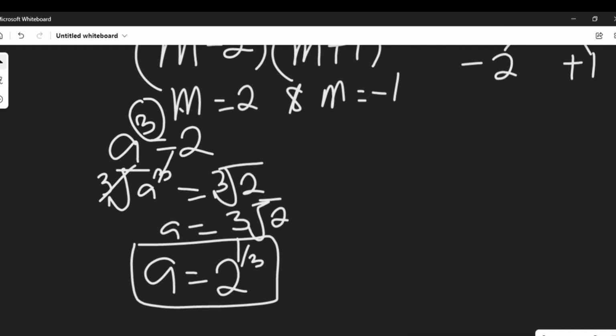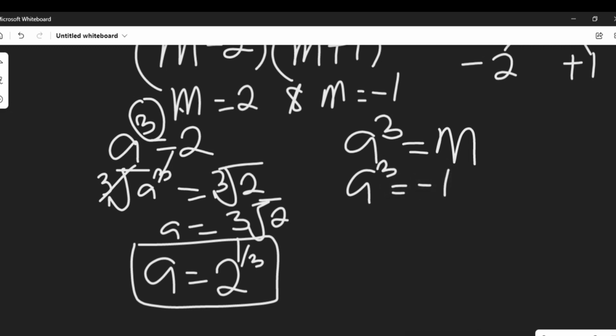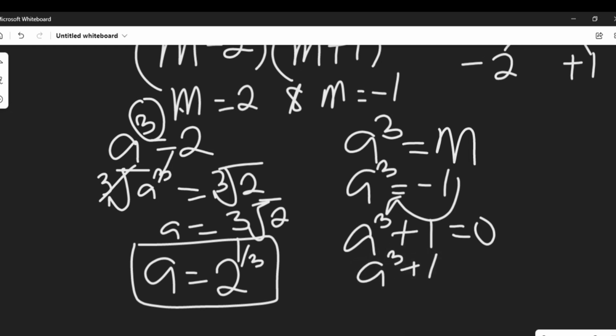Now if we go back to the other one, for m equal to minus 1, we'll have a raised to power 3 equal to m. So if m is minus 1, we'll have a raised to power 3 equal to minus 1. Minus 1 comes over here. That will give us a raised to power 3 plus 1 equal to 0.